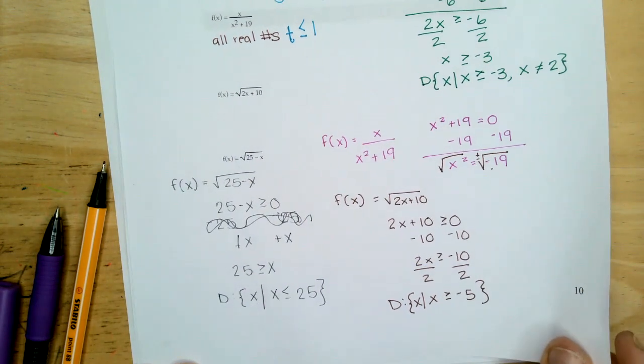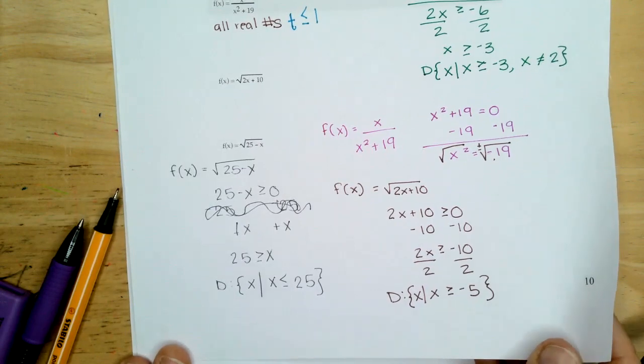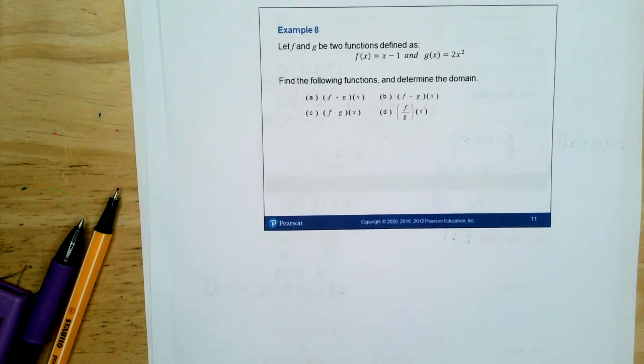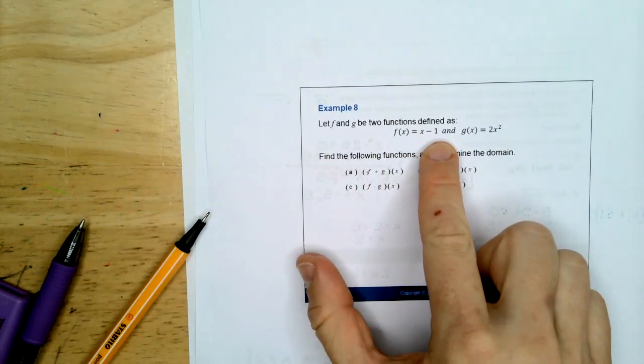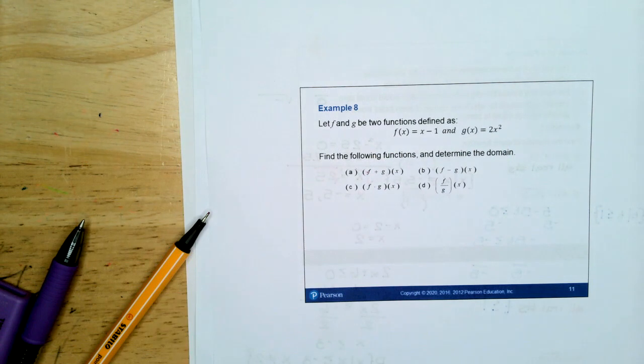All right, so that's how we're dealing with domain. It's a lot, and we'll keep reviewing it after this lesson. It will show up again. All right, this is combining two functions and determining the domain, okay? So we have two functions. F of x is equal to x minus 1, and g of x is equal to 2x squared.